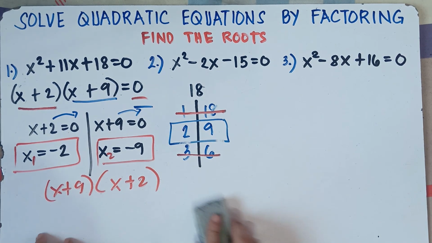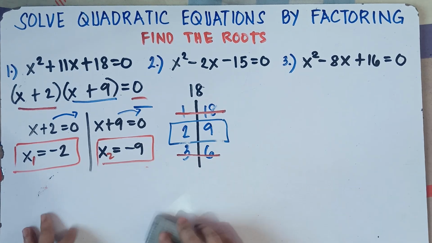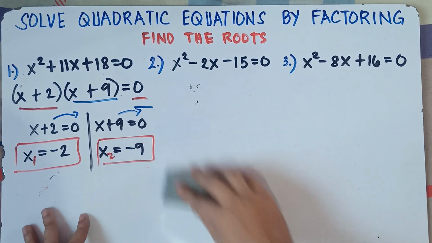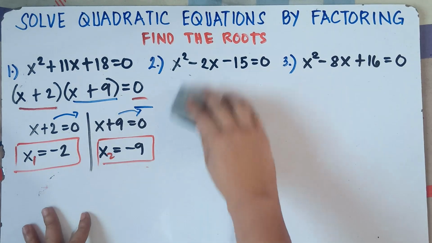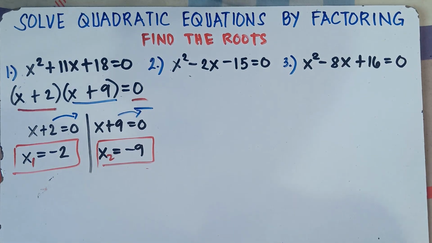Alright, that's it, class. That's the answer for number 1. Easy, right, for this one? So that's the thing there, class. If you have given A, that is 1, and you have the value of B and C.